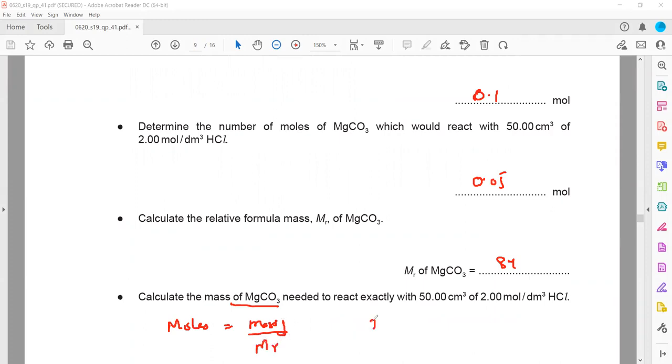Moles we have, which are 0.05. Mass in gram we want to find, and the molar mass was 84. So 84 is divided, on the other side it will be multiplied. So 0.05 multiplied by 84, that will give us 4.2 grams. So 4.2 grams of magnesium carbonate is actually used in this reaction.